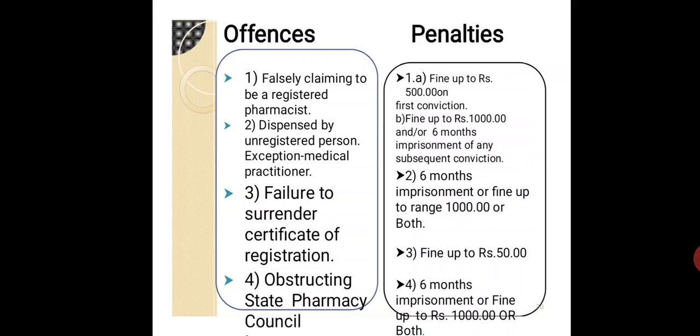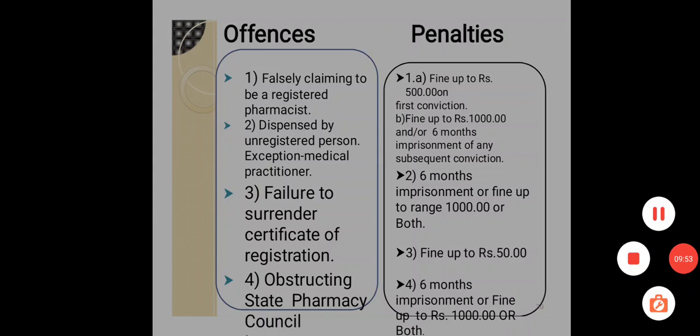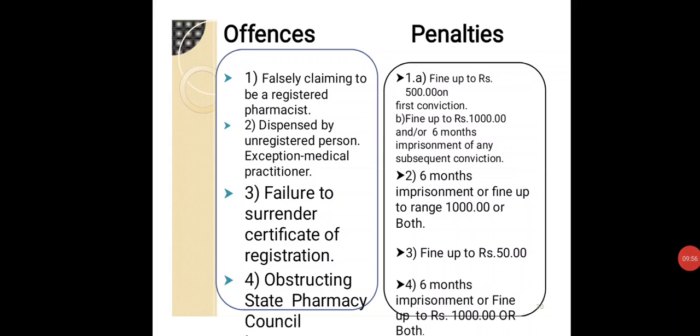In the offenses, falsely claiming to be a registered pharmacist: the penalty is a fine up to 500 rupees on first conviction. After that, a fine up to 1000 and 6 months imprisonment on any subsequent convictions.